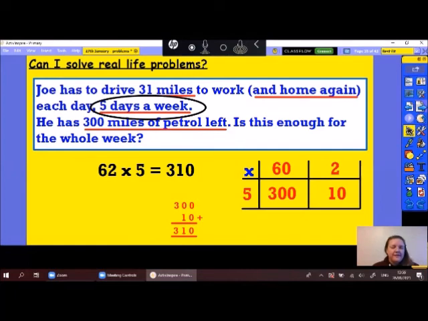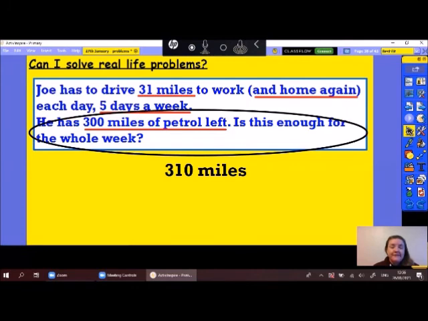Now let's read what the last bit of the question's asking us. He drives 310 miles in a week, and he has 300 miles of petrol left. Is this enough for the whole week? You tell me. No, it's not. He's going to run out of petrol. Well done if you followed that. Sometimes multi-step problems can be a little bit tricky.